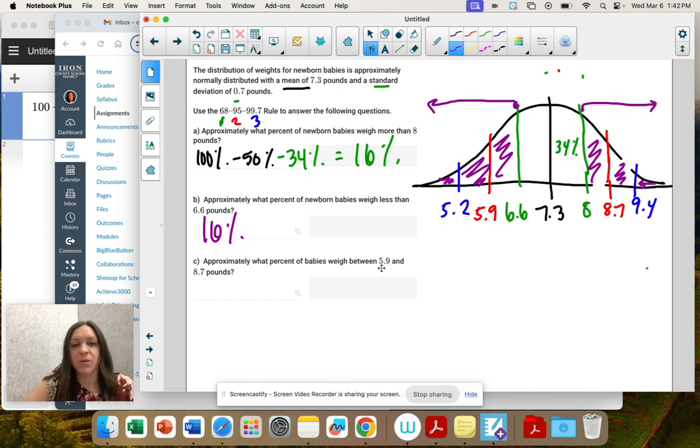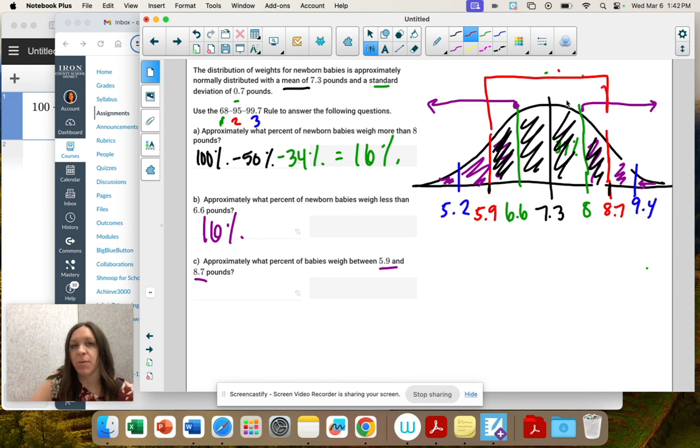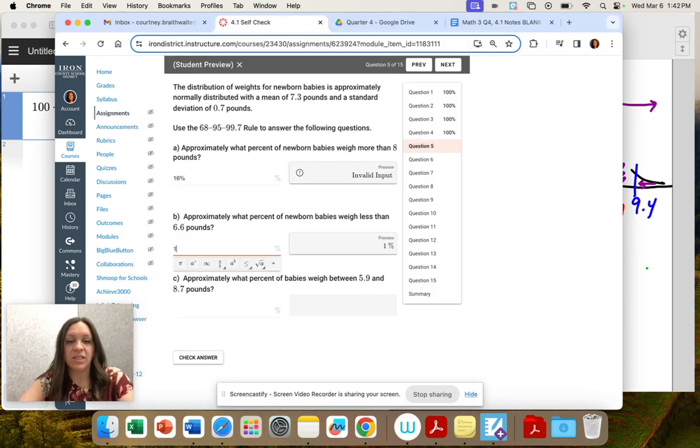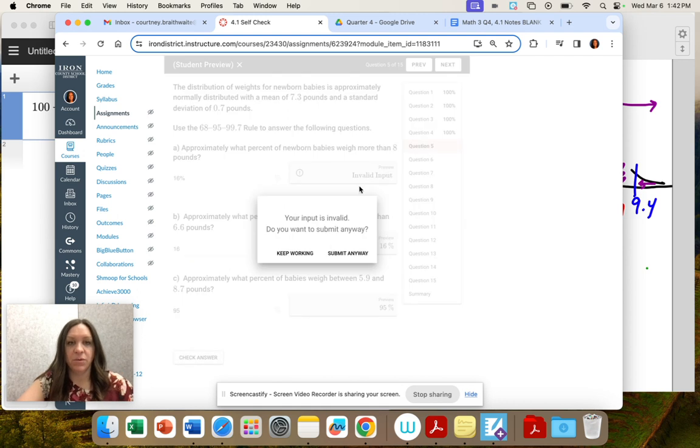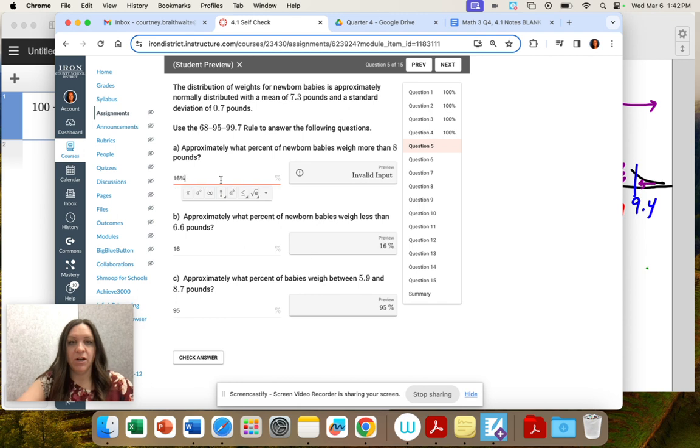And then what percent weigh between 5.9 and 8.7? So here's 5.9 and 8.7. So it's saying how many are in here and here and here and here. So how many are between my red lines? And remember, we already said that's 95%. So 16, 16, 95. Uh-oh, what did I miss? Keep working. Oh, I don't need the percent.